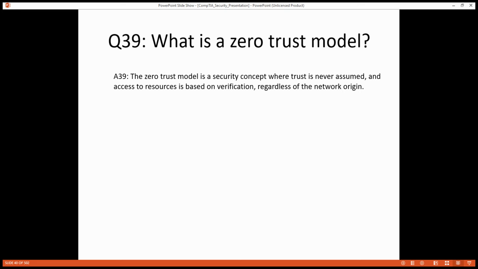Q39. What is a zero trust model? A39. The zero trust model is a security concept where trust is never assumed and access to resources is based on verification, regardless of the network origin.